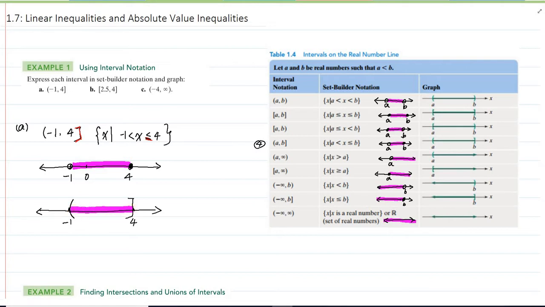All right, let's look at part B and part C. I'm going to give you a moment to think. You can pause this. Okay.